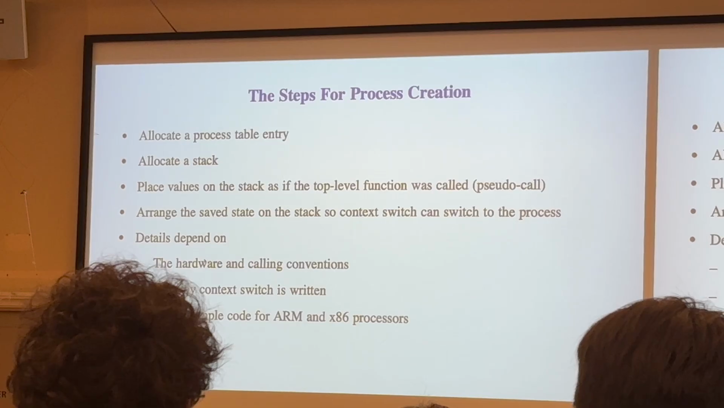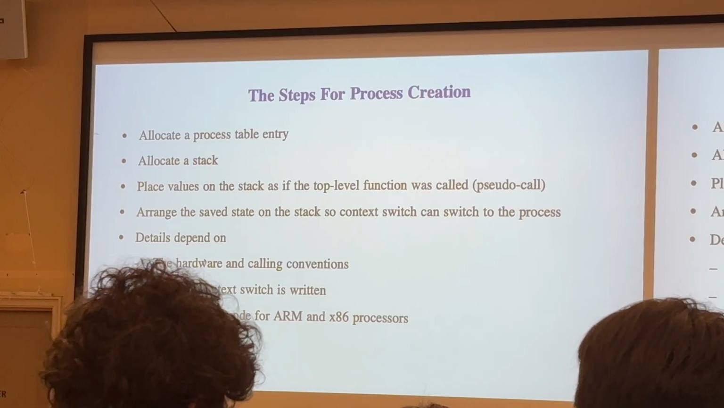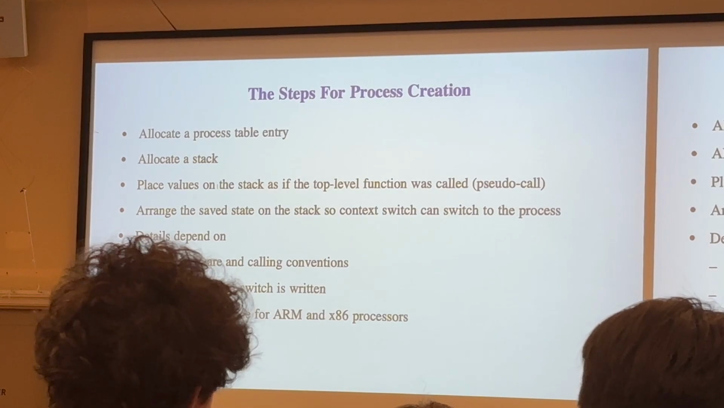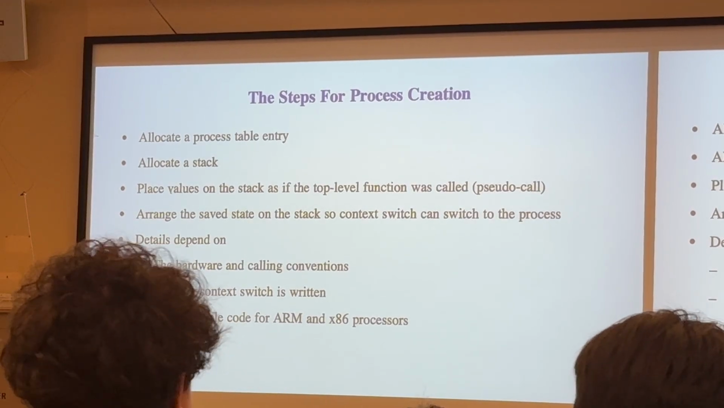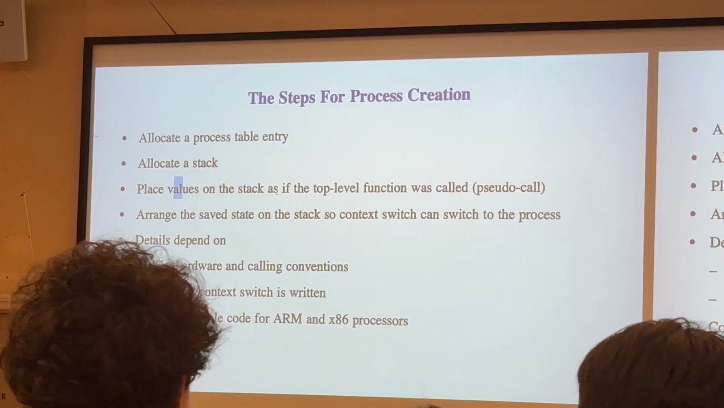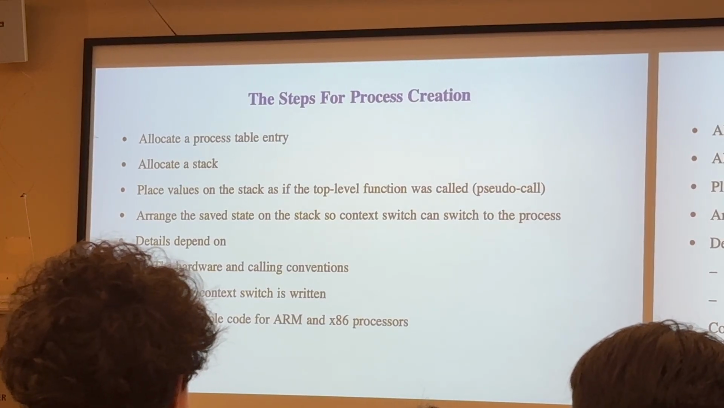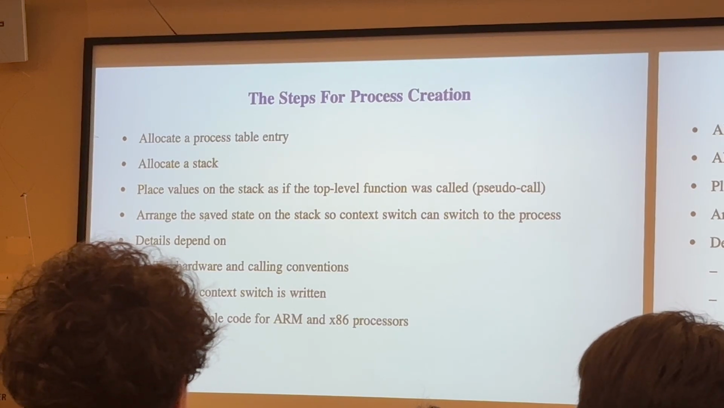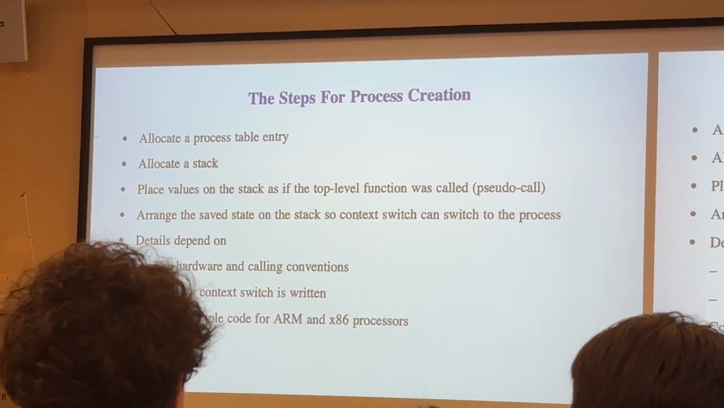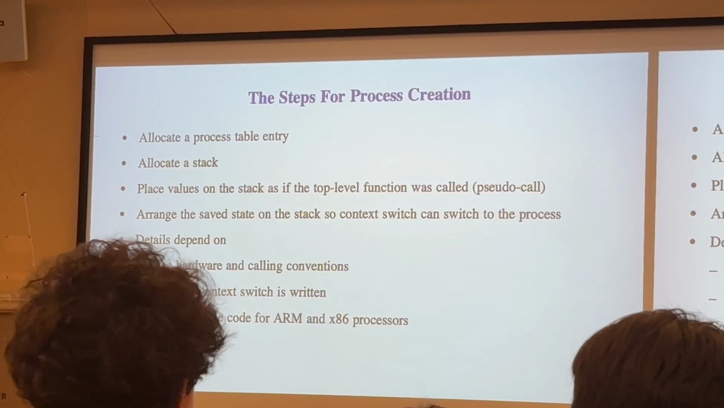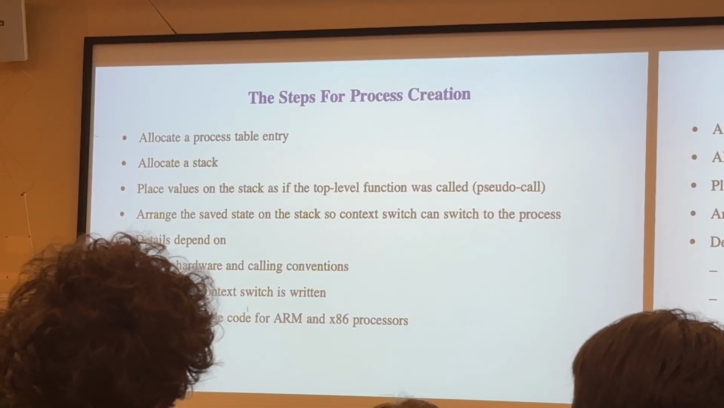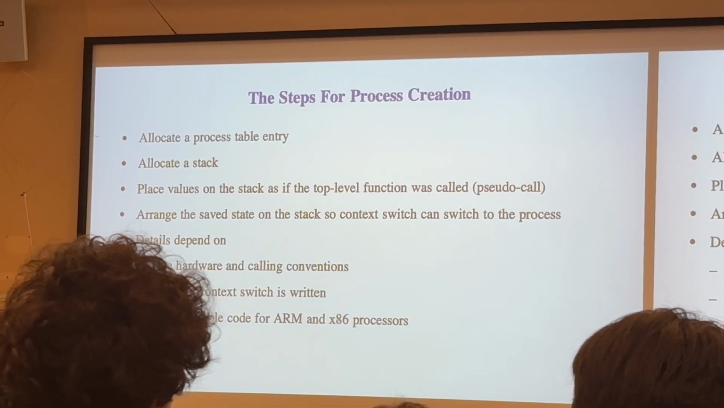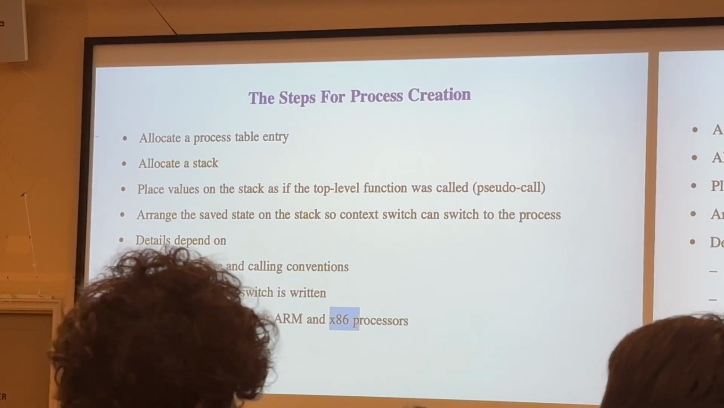The steps for process creation. It allocates a process table entry, allocates a stack, and then places values on the stack as if the top function was called. There is a pseudo call, and we arrange the stack so that the context switch can switch back to this process. The implementation details depend on the hardware, and we will look at the example code for the x86 processor. We focus on this.